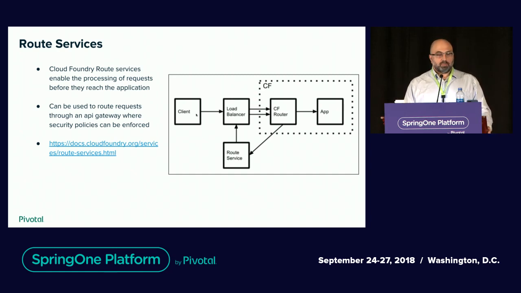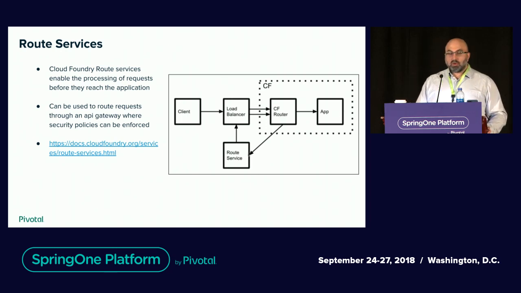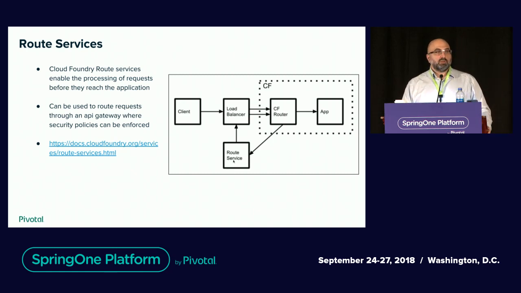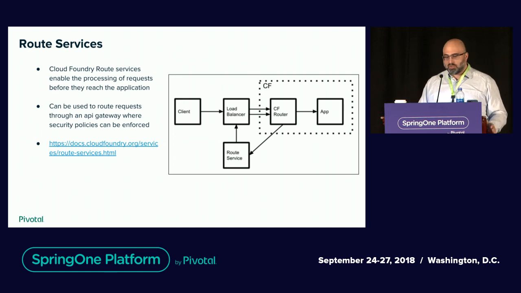You have your web browser that makes a request. It goes through the load balancer, which sends it to the Cloud Foundry router. The Cloud Foundry router says, hold on, there's a route service registered. So it sends the request over to the route service. The route service could be like an API gateway or a program that you've written to validate tokens or check that the user is authorized to do what they're supposed to do. The route service then, once it finishes its work, will send the request back to the load balancer, which will send it back to the Cloud Foundry router, which will then actually send it to the app.